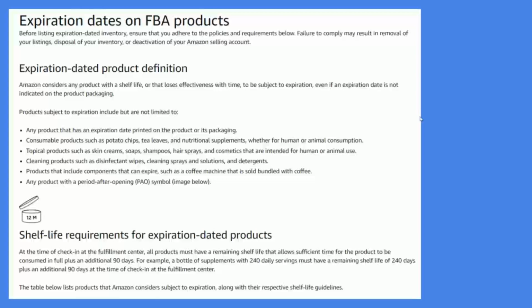Maybe Amazon is asking you for an expiration date, but you don't see any expiration date on your product. Or maybe they're not asking for an expiration date. Do you need to put one on? How do you tell if they need an expiration date on there? So let's go through that one first.